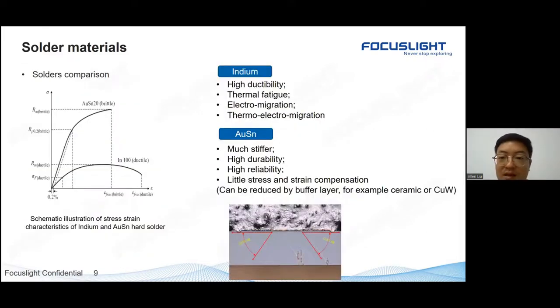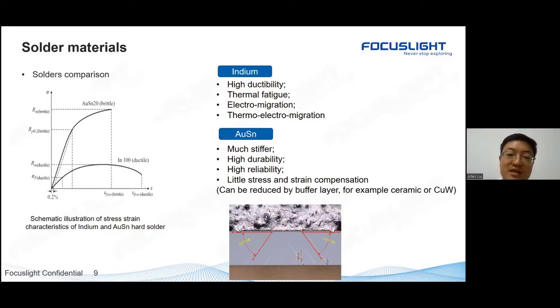So this is the comparison between indium solder and gold-tin solder, because both of these are very common solders in the industry. Before we saw this result, we can see the stress-strain profile. You can see the gold-tin is brittle and the indium solder is ductile.